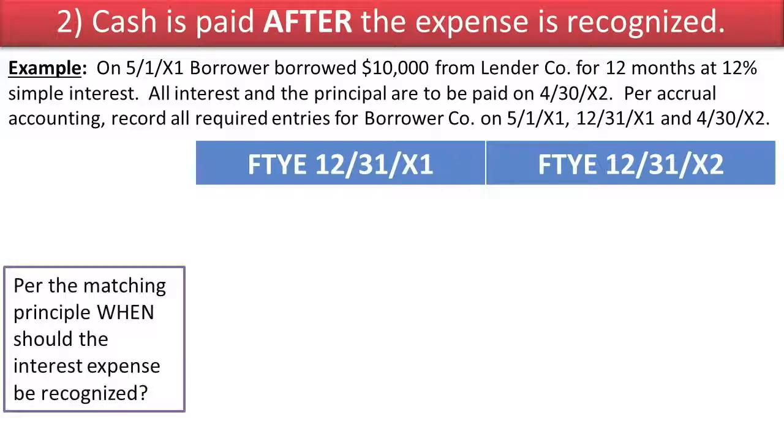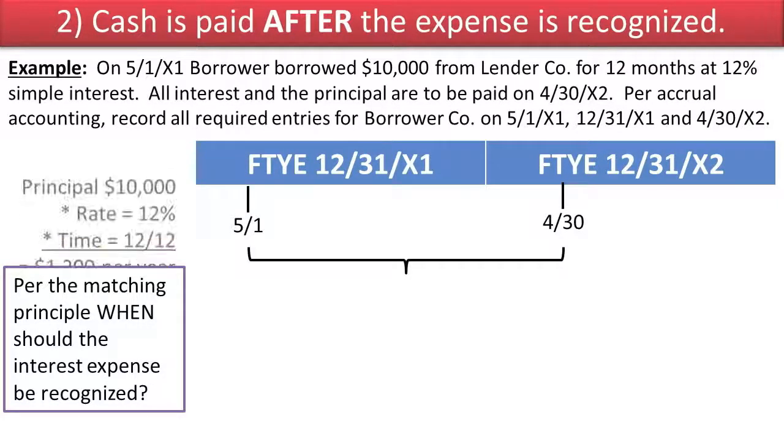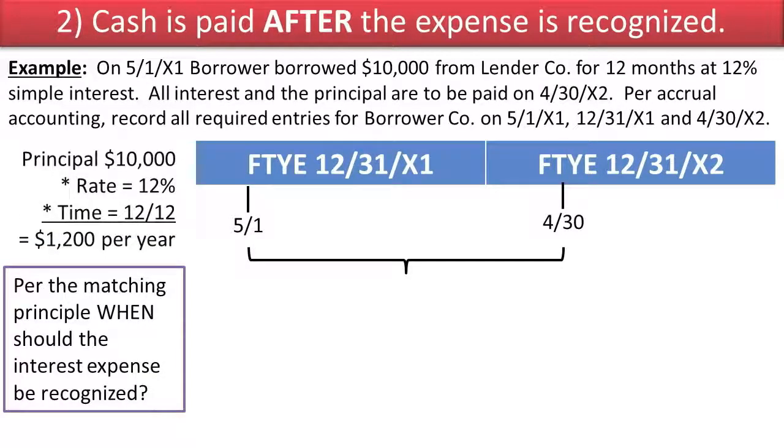Per the matching principle, when should the interest expense be recognized? The loan was taken out on May 1st, and that money was effectively rented for 12 months to be repaid on April 30th of X2. The interest rate will result in a $1,200 interest charge against the borrower. If you take the principal of $10,000 multiplied by 12% per year, and we're just computing for a full 12-month period, it will be $1,200 for a full 12-month period.